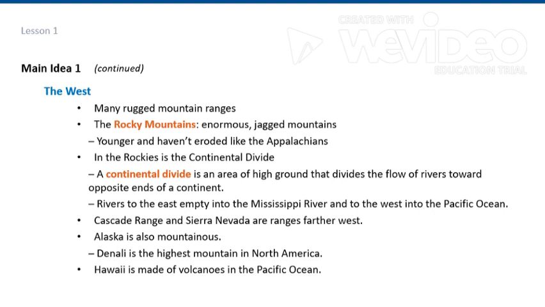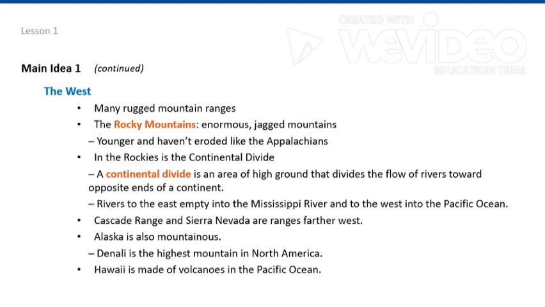In the Rocky Mountains is a line of high peaks called the Continental Divide. A continental divide is an area of high ground that divides the flow of rivers toward opposite ends of the continent. Rivers east of the divide in the Rockies mostly flow eastward and empty into the Mississippi River. Most of the rivers west of the divide flow westward and empty into the Pacific Ocean.